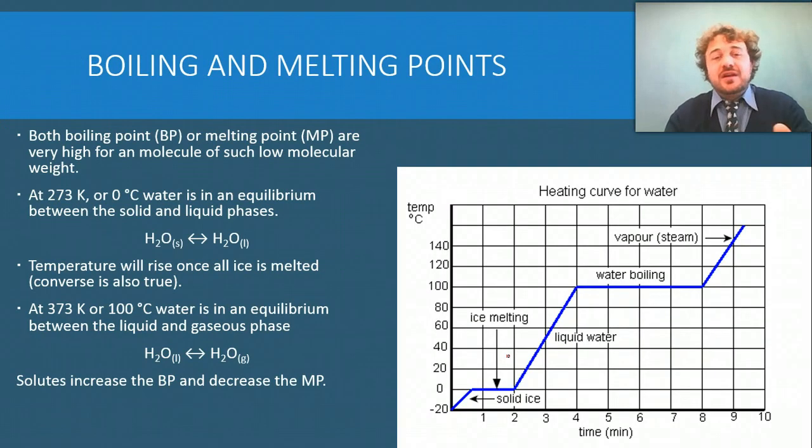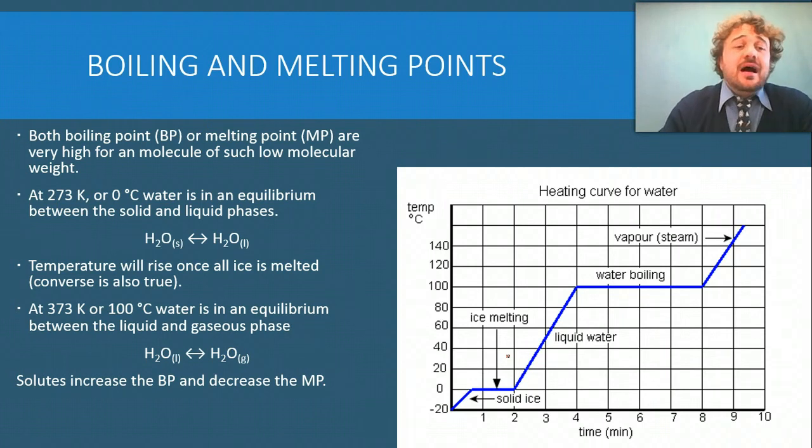Okay, so boiling and melting points. First off, the boiling and melting points are very high. They just are for such a molecular thing, for a molecule of such a low molecular weight. At 273 Kelvin, so that's 0 degrees, and it's Kelvin, not degrees Kelvin, it's in an equilibrium between the solid and liquid phases.